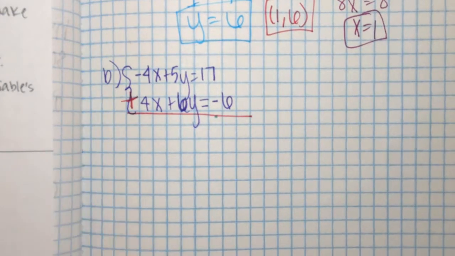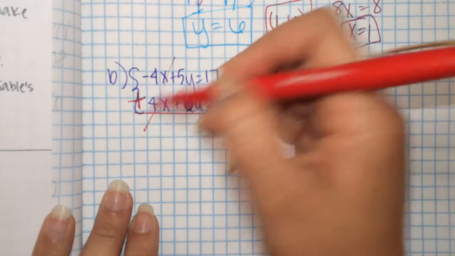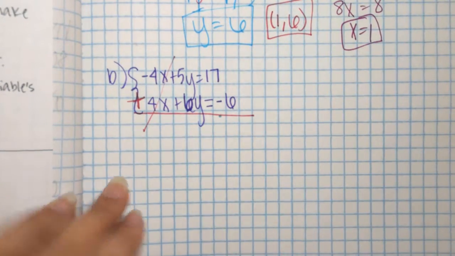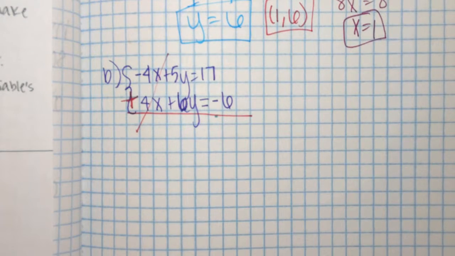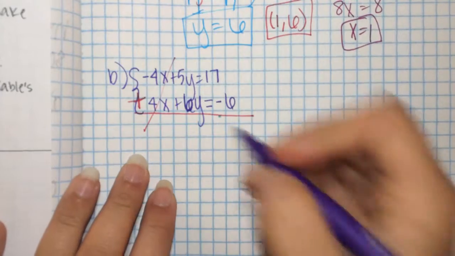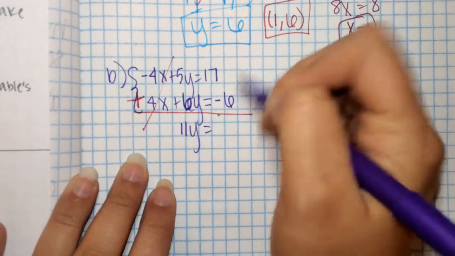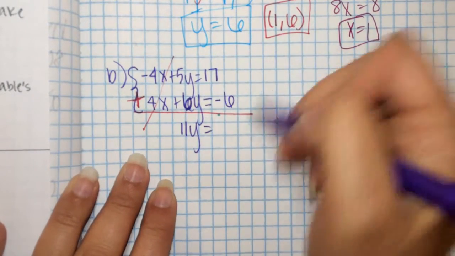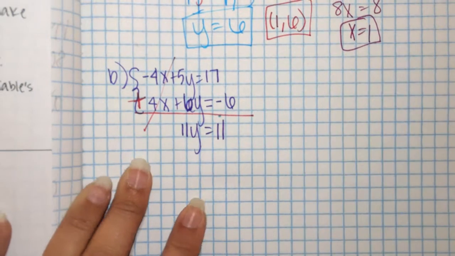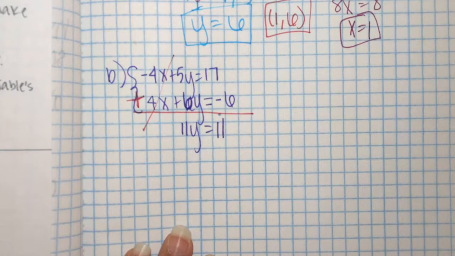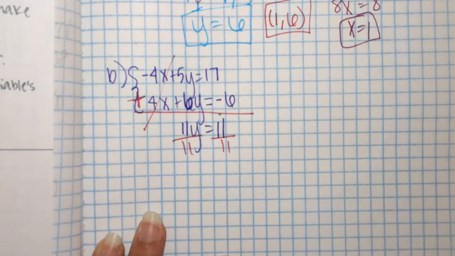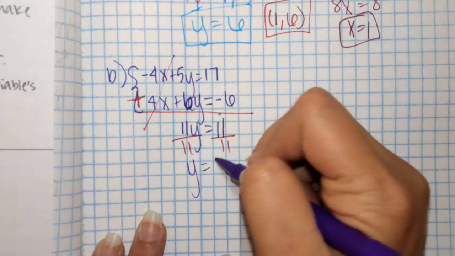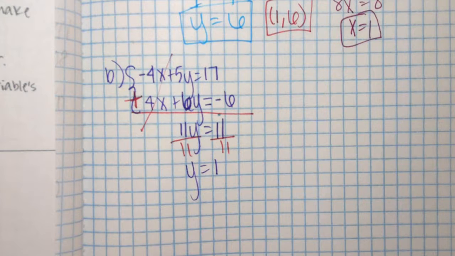Okay? So put a big plus sign out there. We're going to add straight down. Alright, what's negative 4 plus 4? 0. Cancels. Alright, what's 5 plus 6? 11. 11y plus negative 6. Good. And now what do we do?